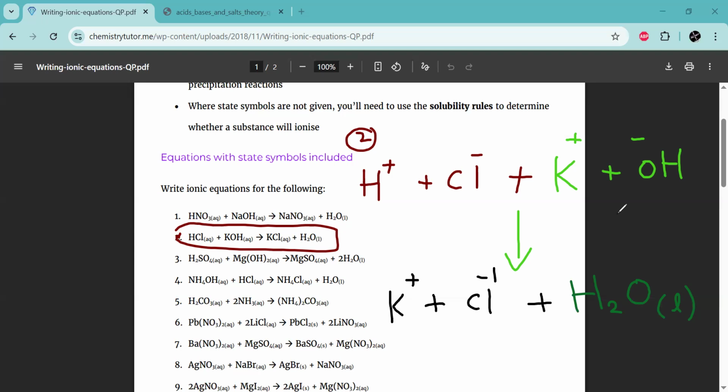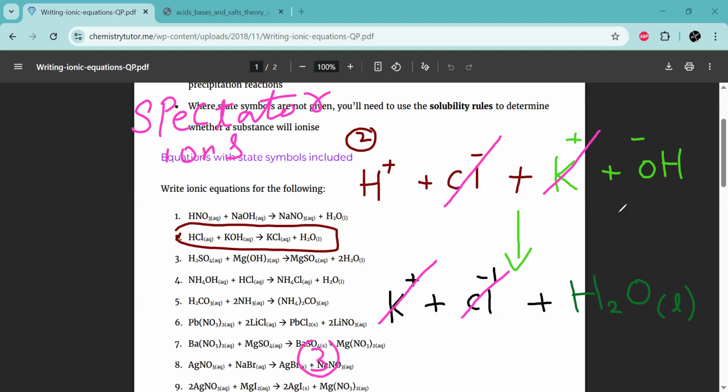Now we are done with the second step. What we need to do? Well, we need to cancel the ions that are the same on both sides. Same charge, same quantity. K positive, K positive. What else is left? Cl negative, Cl negative. What do we call them? Spectator ions. That's the word we use for them. Now, what are spectator ions? The ions that are not going to take part in the chemical reaction. They are in the solution, but they do not participate in the chemical reaction. So we are not going to write them down in the chemical equation.